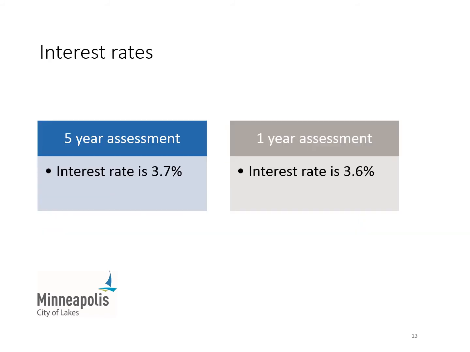Once they are levied, simple interest is added to the assessments at a rate that is tied to the sale of municipal bonds used to fund the project. The interest rate is calculated by the Minneapolis Finance Department. The current interest rate for 5-year assessments to be levied in 2021 is 3.7%. The rate for 1-year assessments to be levied in 2021 is 3.6%. The interest is calculated based on the unpaid balance, so the interest amount decreases slightly each year.